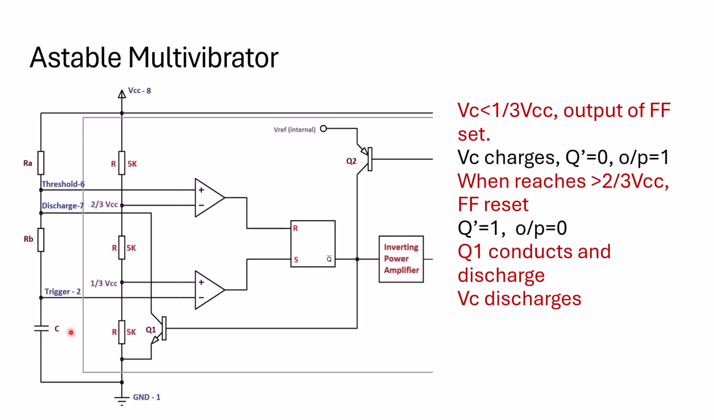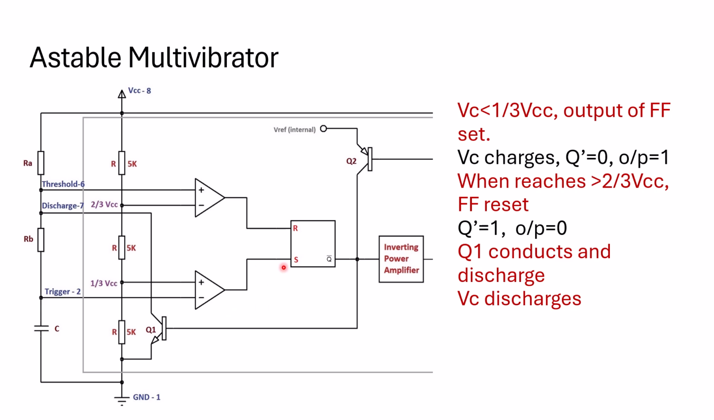Initially, I assume that VC, the capacitor voltage, is less than 1/3 of VCC. The capacitor voltage is connected to the negative terminal of the lower comparator. It is the trigger input. Assuming that this capacitor voltage is less than 1/3 VCC, what will happen? This lower comparator will produce an output of 1.